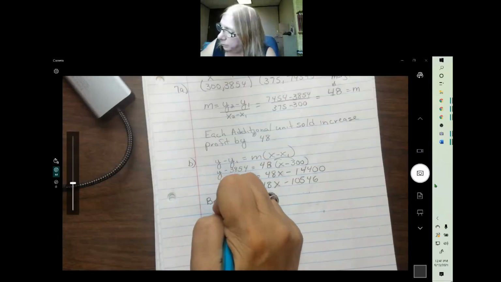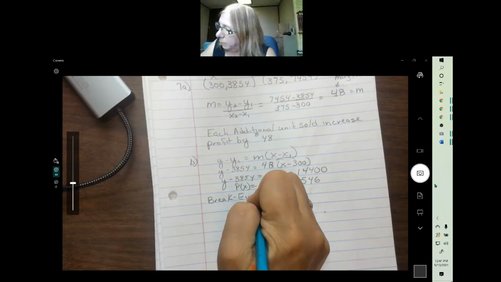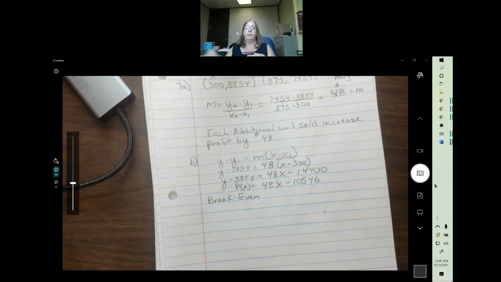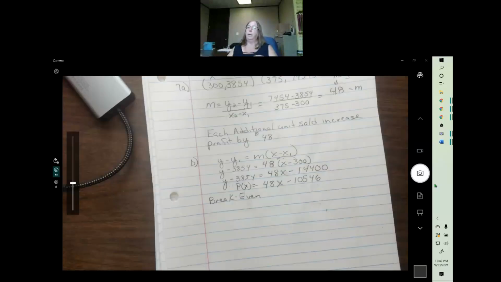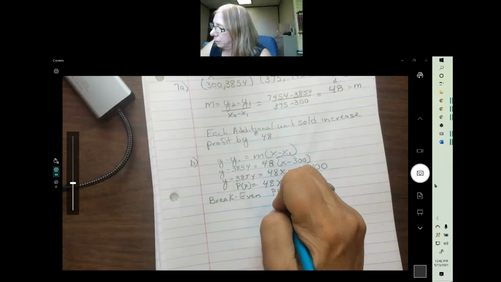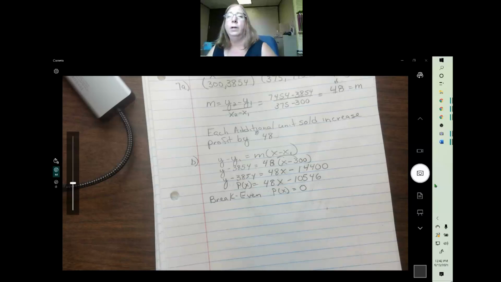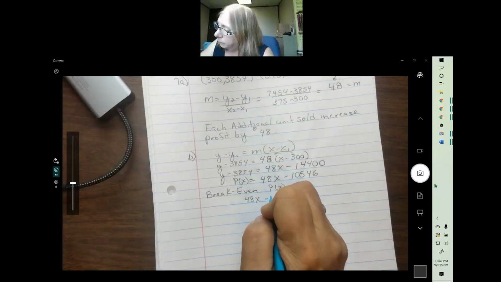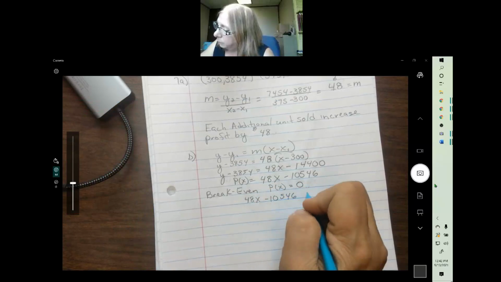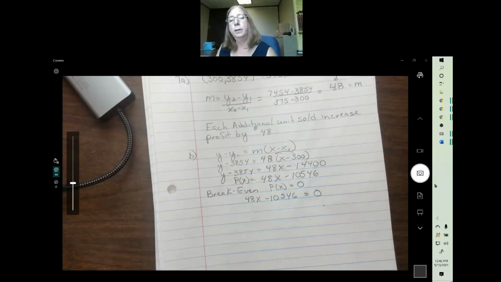This is a good one to practice the break even. When you're finding where you break even, because when nothing's sold, we owe $10,546. Break even is when you don't owe any money anymore. You're not making anything, but you don't owe anything. So to find that, since we have profit, you set it equal to 0. If we had revenue and cost, we would just set revenue equal to cost. So we just set the function equal to 0.